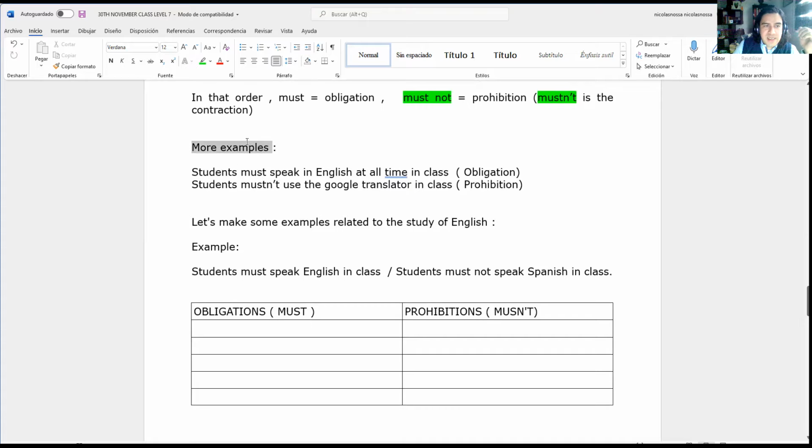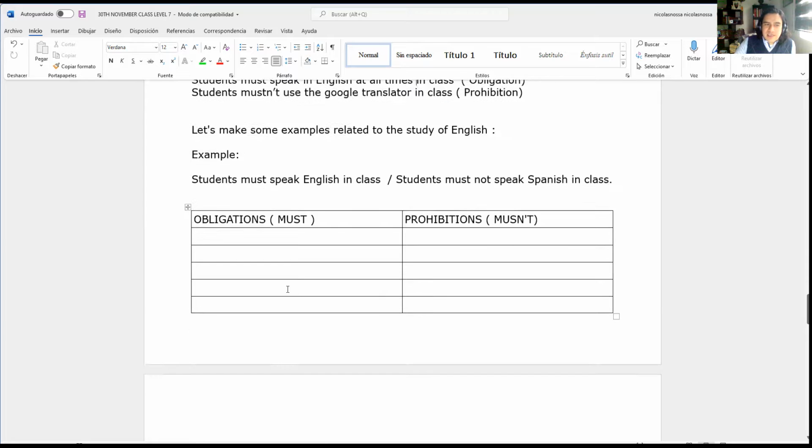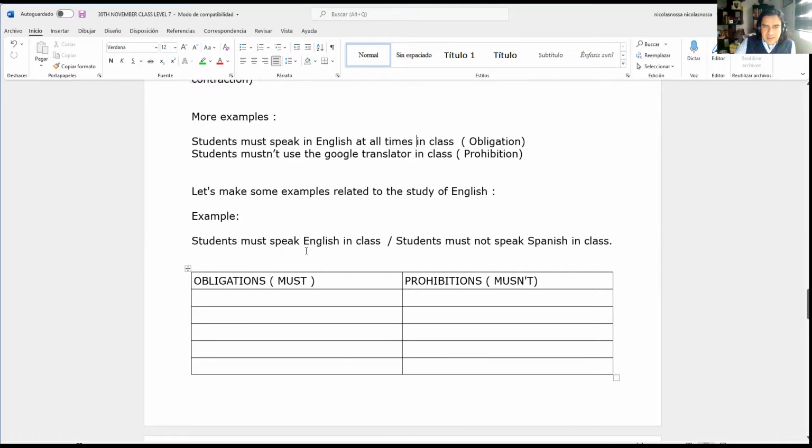More examples, más ejemplos. Students must speak in English at all time in class. ¿Cierto? Los estudiantes deben hablar en inglés todo el tiempo en la clase. Obligation. Students mustn't use the Google Translator in class. Los estudiantes no deben usar el traductor de Google en clase. ¿Listo? Prohibition. ¿Ok? Entonces vamos a hacer nuestra segunda tareita.